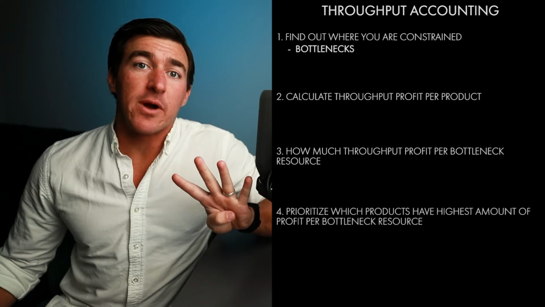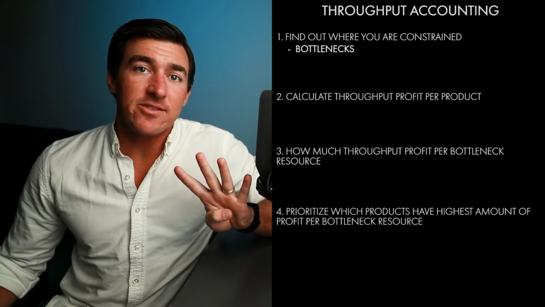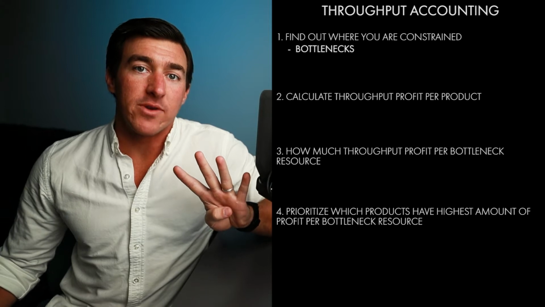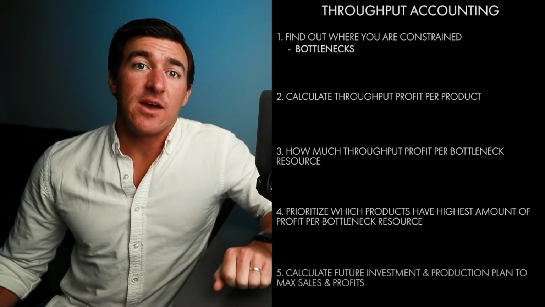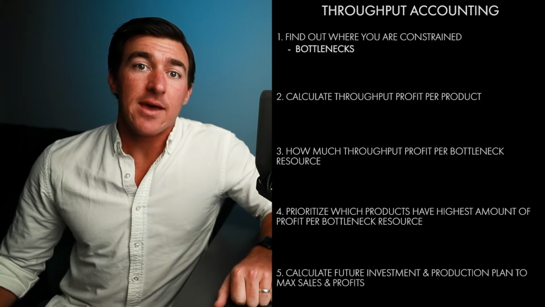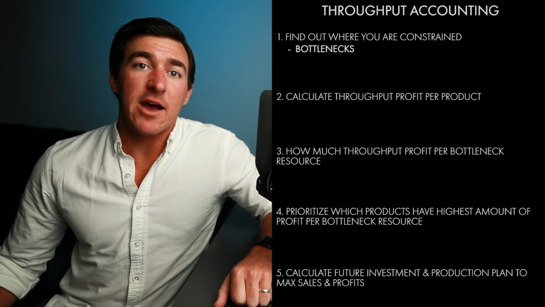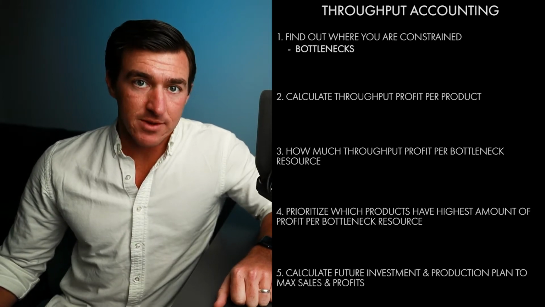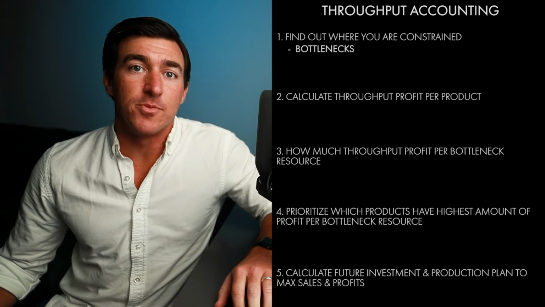Fourth, you have to actually prioritize which products have the highest amount of profit per bottleneck resource. And then fifth, you have to calculate your future investment and production plan in order for you to maximize sales and profits. With no further ado, let's dive into throughput accounting.